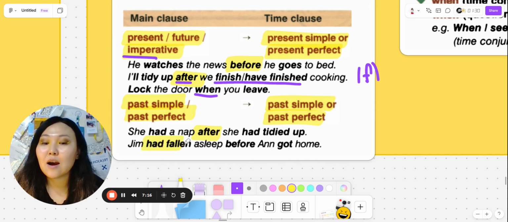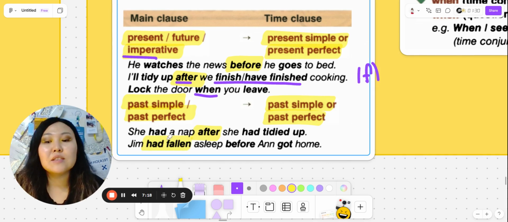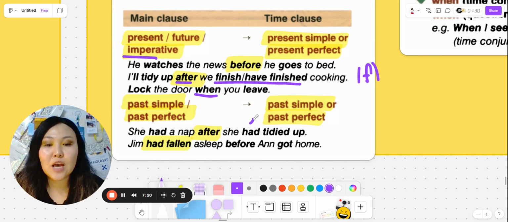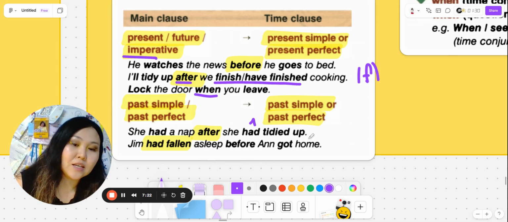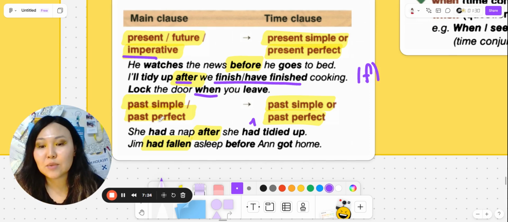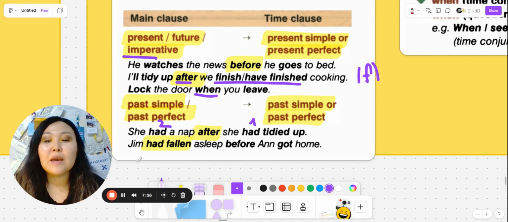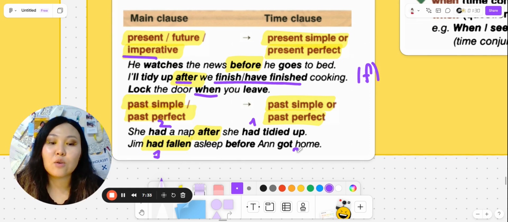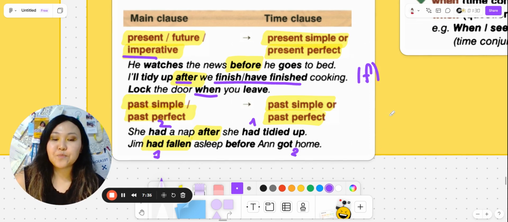And here, I hope you remember past perfect. So this situation happened first. Yeah, she had tidied up and then she had a nap. This is the second action. Here, this is the first action. Jim had fallen asleep before Anne got home. This is the second action.